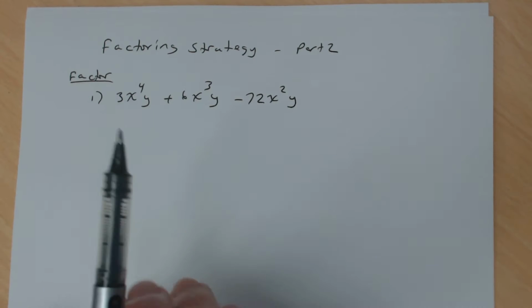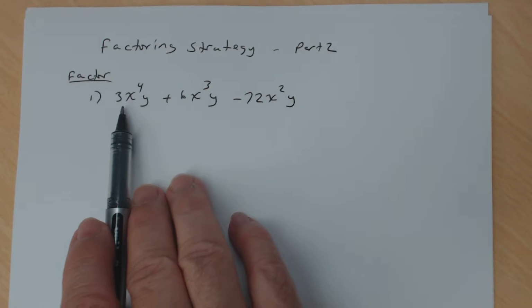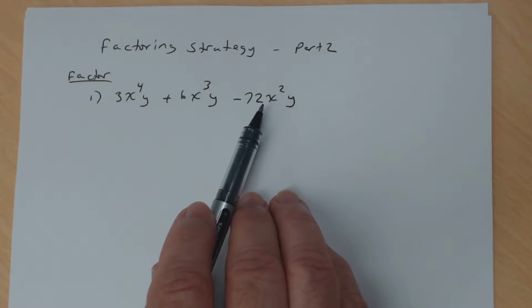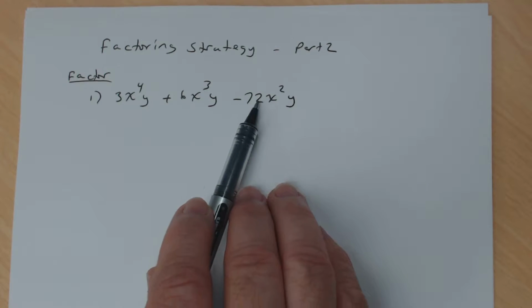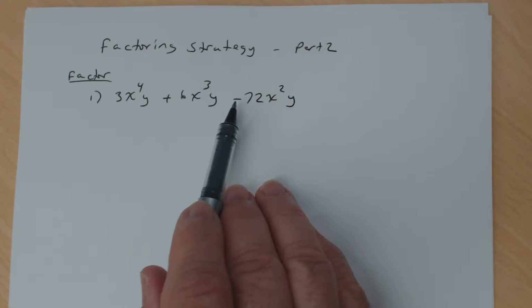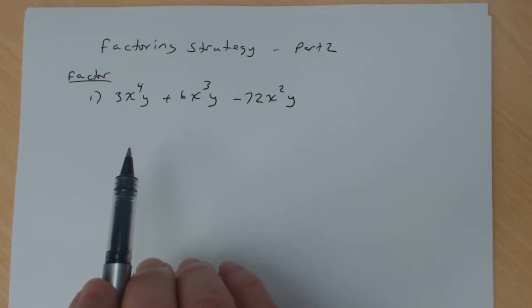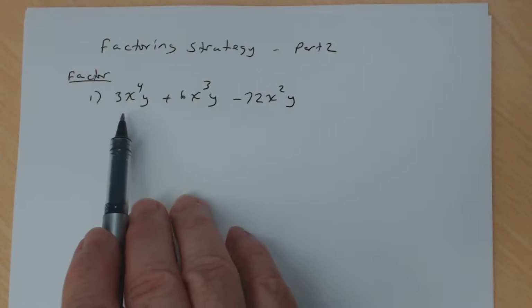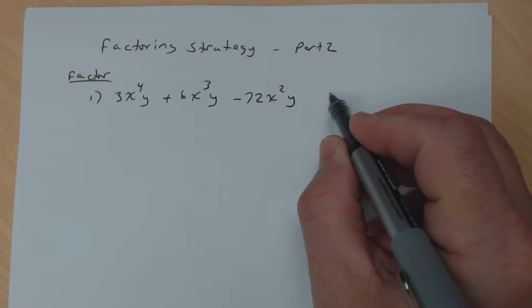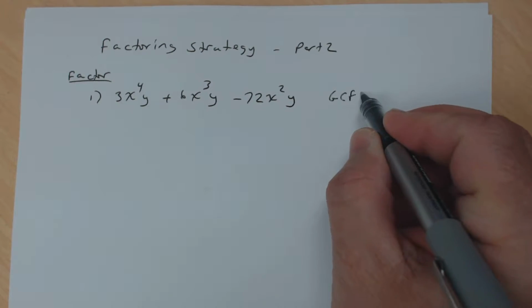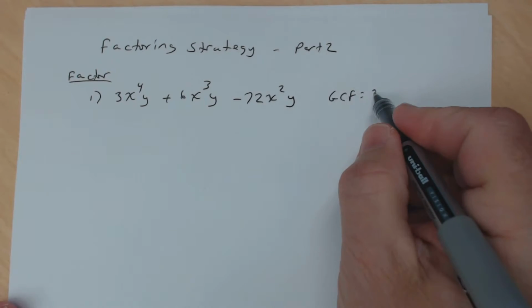Now look at the GCF of the coefficients, 3, 6, and 72. We know that 3 goes into 72. I should have said this coefficient is a negative 72. But the GCF of all three coefficients will be 3.